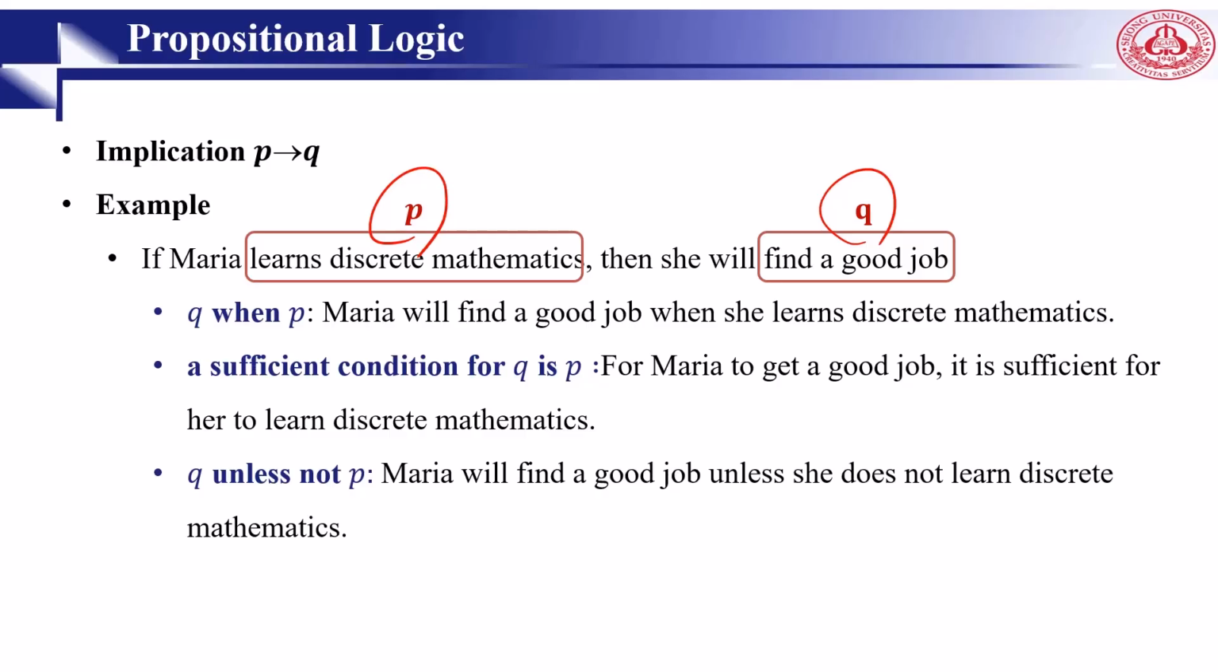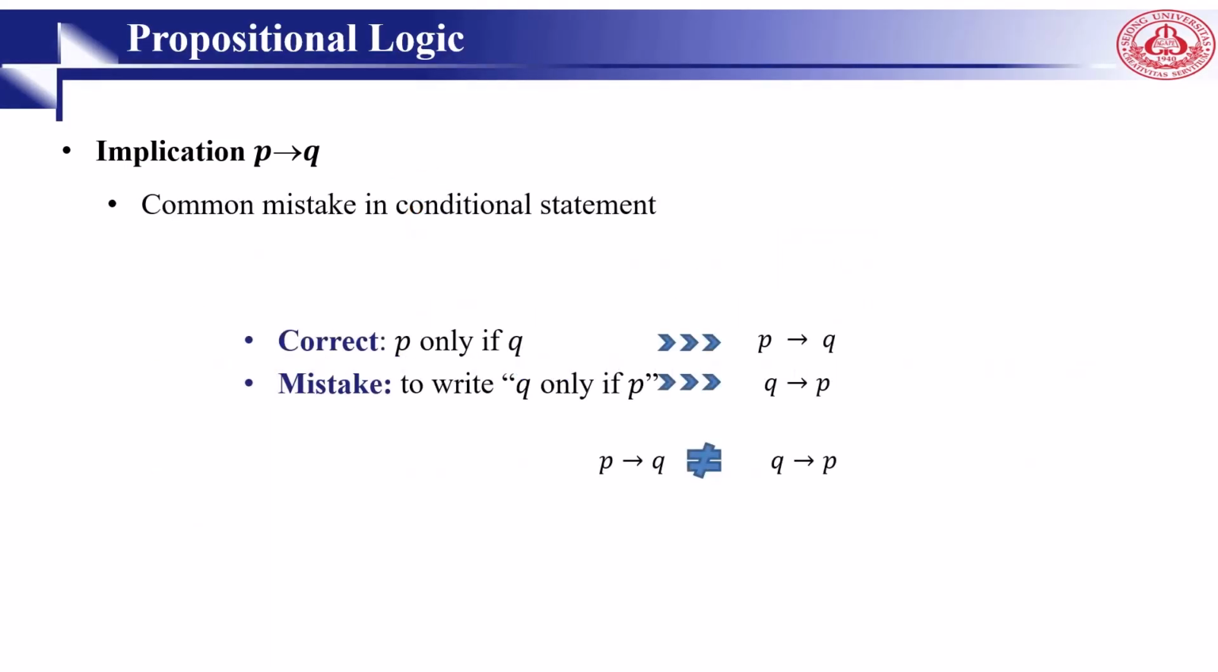When we say a sufficient condition for Q is P, it means for Maria to get a job, it's sufficient for her to learn discrete mathematics. And when we say Q unless not P, Maria will find a good job unless she does not learn discrete math, because negation is here. That's why not comes here. You should know that P only if Q is implication, but we cannot rewrite it as Q only if P. So P implies Q does not equal Q implies P.